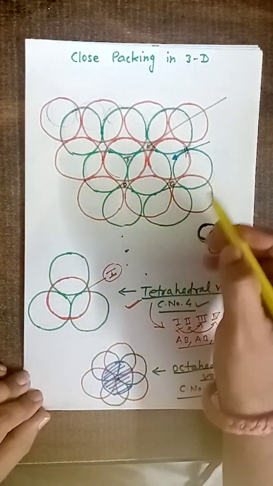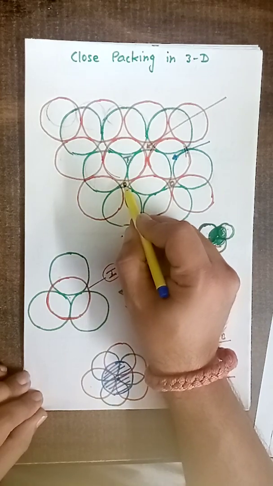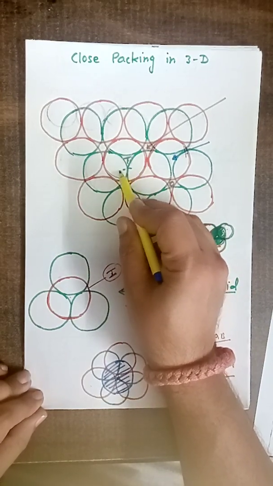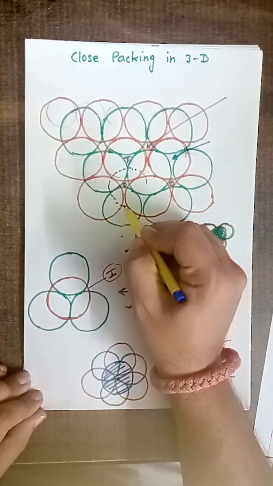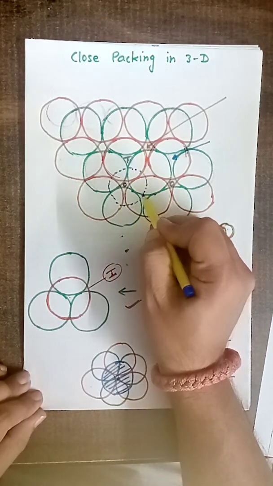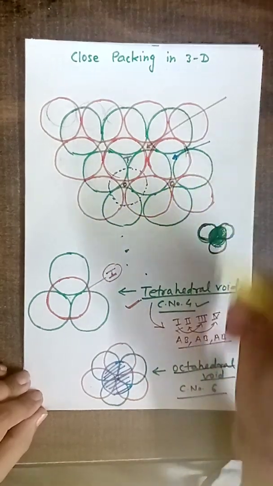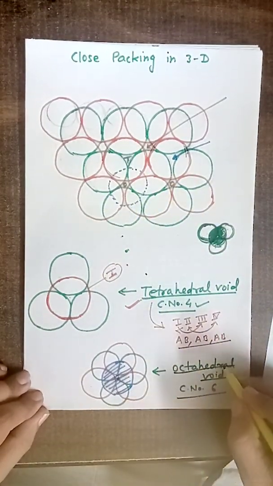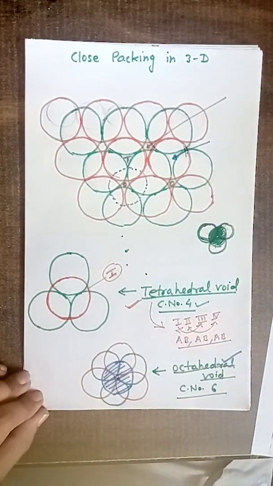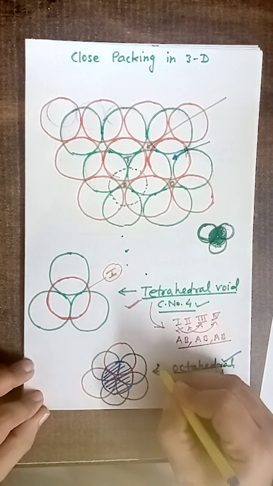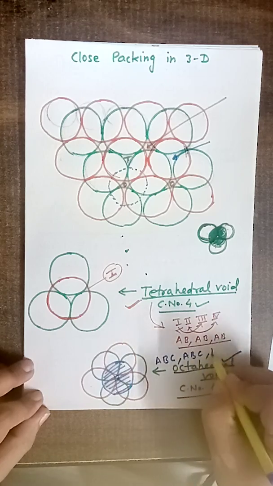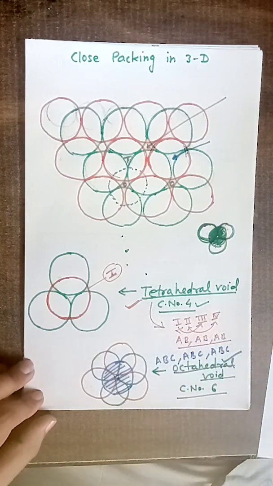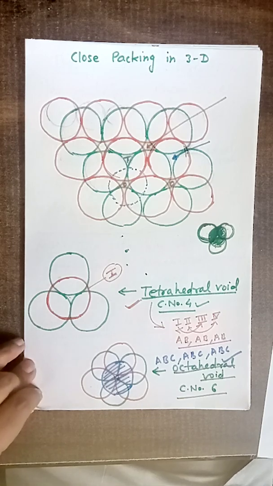Here you can also see one of the octahedral voids, this is an octahedral void, and if I keep one particle over this octahedral void, it is not identical to the first layer or second layer. So you can say, if particles occupy octahedral voids, then the third layer is different as compared to the first and second layer. This type of pattern is known as ABC ABC ABC. In fact, it has three different types of layers.